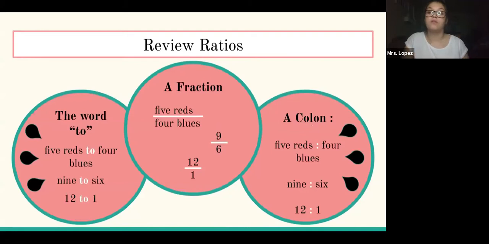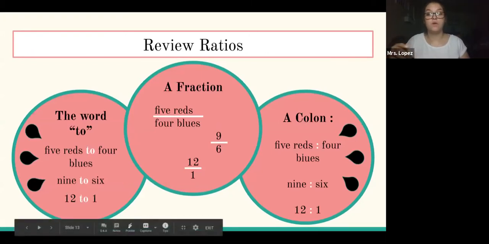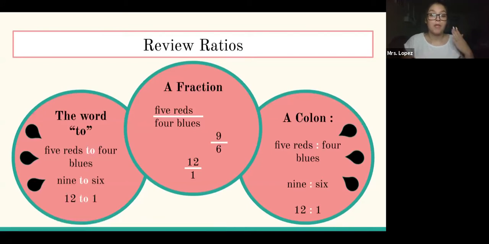So if you were to write a ratio using colons, you would have 5 reds to 4 blues. So you can have 5 red circles to 4 blue circles. Or you have the 9 boys to 6 girls. And the colon is what is really going to signify a ratio. So these are very important in ratios.